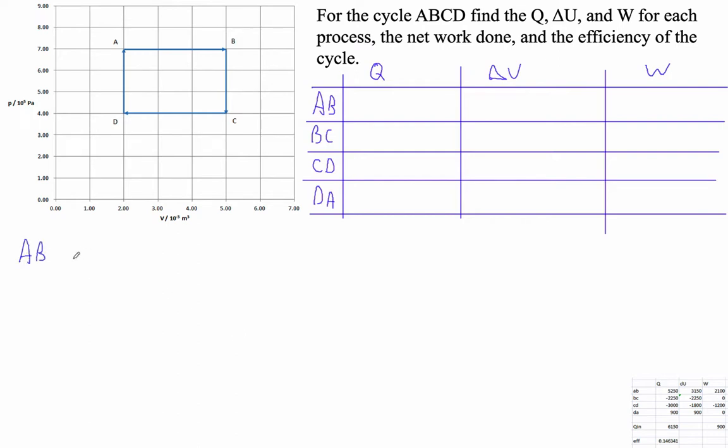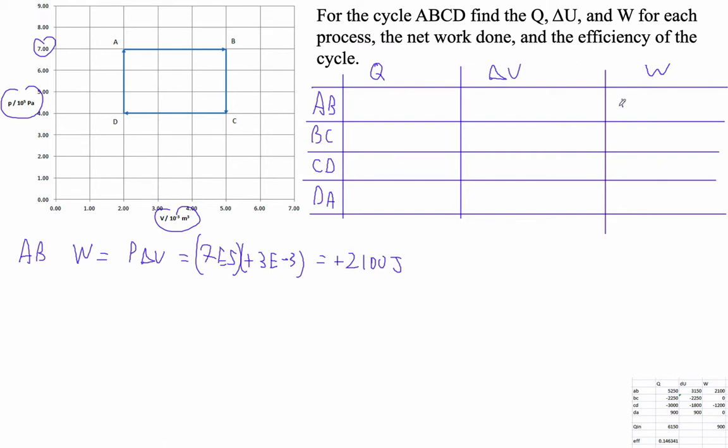So AB, let's find the work. The work is pressure times change in volume, right? So that is 7E5. Notice that these are times 10 to the fifth. And then our change in volume is 1, 2, 3, positive 3E, times 10 to the minus 3. And that is positive 2100 joules. So AB is positive 2100 joules. I better leave a little space here to find the sum.